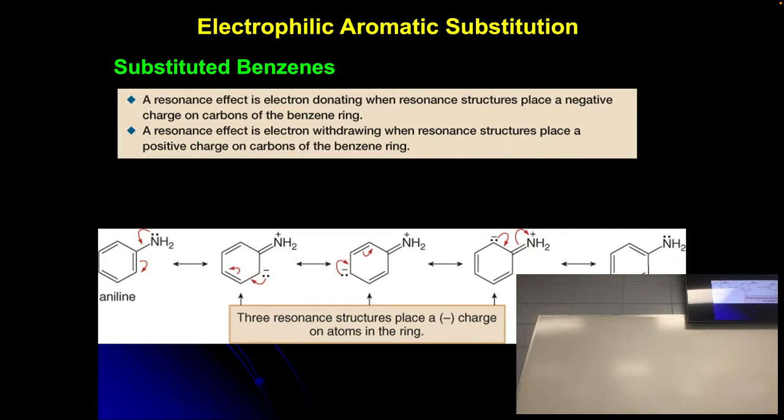So anytime I have an atom that is attached to a benzene ring that has a lone pair of electrons, it's going to direct the incoming electrophile where? Either ortho or para. It will not direct it to the meta position. So these types of things are called ortho-para directors. Let's look at a couple of examples.